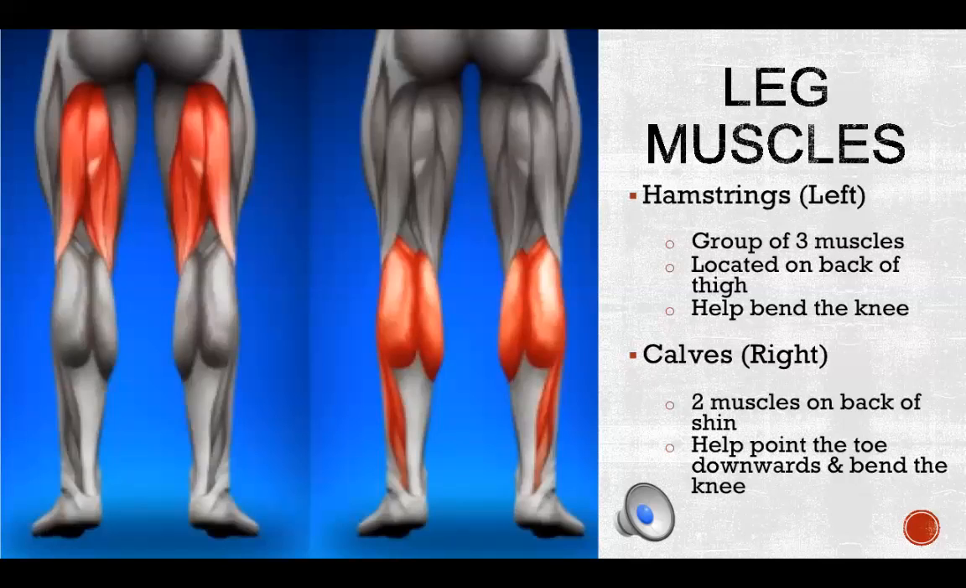Now looking at the back of the leg, we have the hamstrings. This is a group of 3 muscles located on the back of the thigh that help bend the knee. Lower down, we have the calf muscles. This is a group of 2 muscles on the back of the shin. These muscles help point the toe downwards and bend the knee.